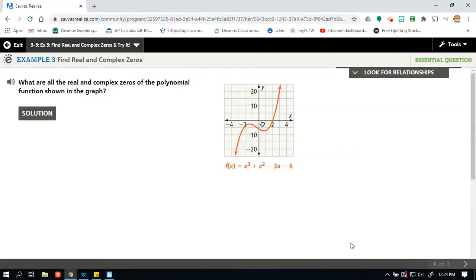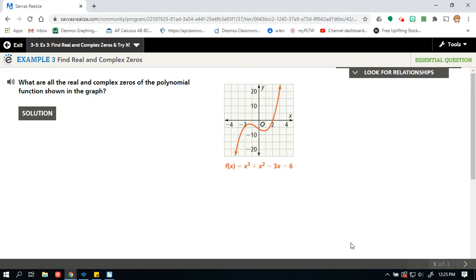Hello everybody and welcome to another exciting video for the enVision's math book for Algebra 2, Topic 3, Lesson 5, Example 3. And in this one we're still going to be investigating how these roots or zeros or the x-intercepts help us find the difference between complex zeros and real zeros.